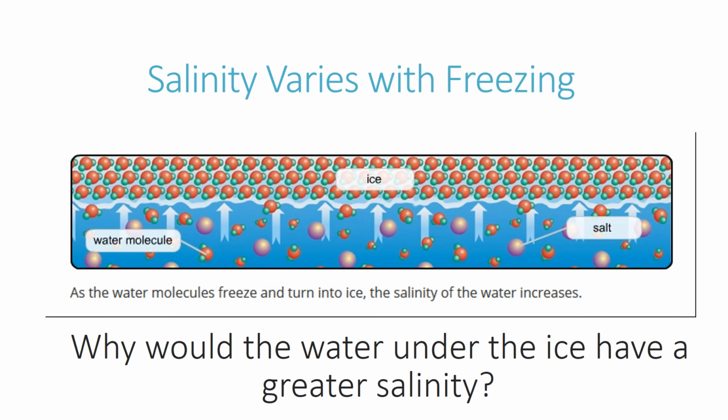Salinity also can vary with freezing. Anywhere that you would see a glacier or ice on the top of the ocean, you're going to see some variations. During the colder months, most of the fresh water at the poles will freeze and be stored as ice. This will increase the salinity of the water that remains unfrozen. So why do you think the water under the ice would have a greater salinity? Go ahead and pause your video and answer this question in your science notebook.